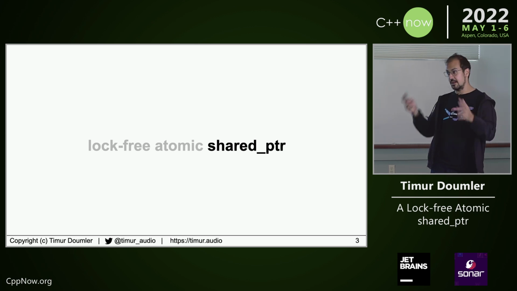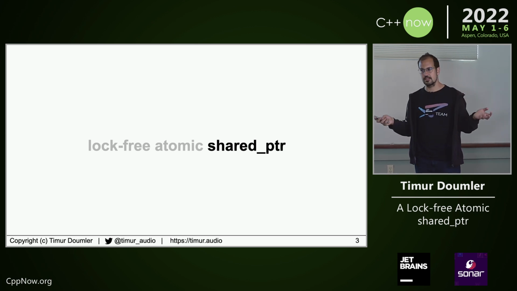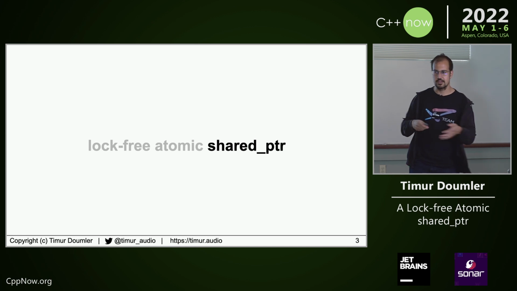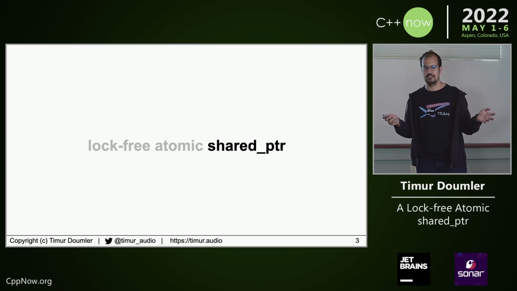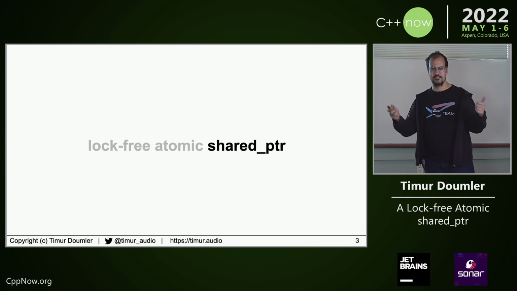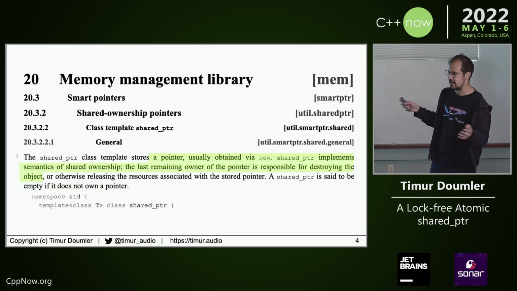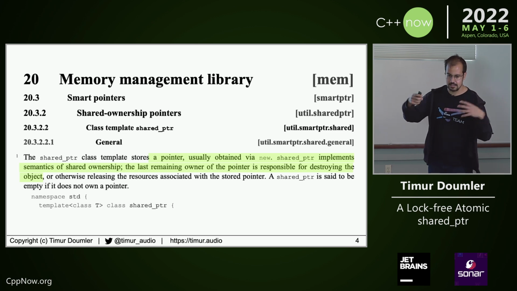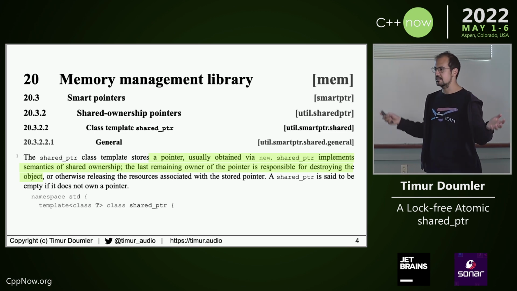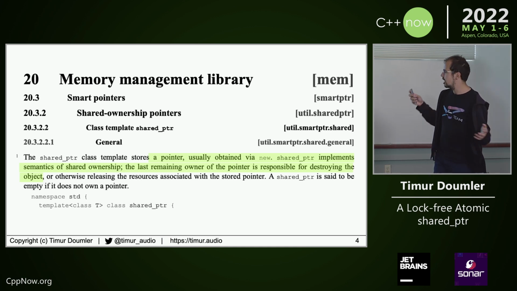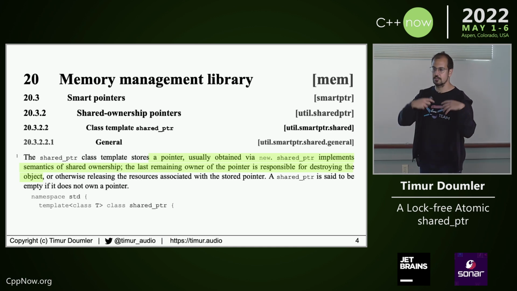Let's start with shared pointer. We're at CppNow, so hopefully everybody knows what a shared pointer is. Does anybody not know what a shared pointer is? Cool. So just very quickly, that's what the standard says. It's a smart pointer to an object, usually obtained by a new. It implements semantics of shared ownership. And the last remaining owner is responsible for destructing the object. So you're going to have a ref count.